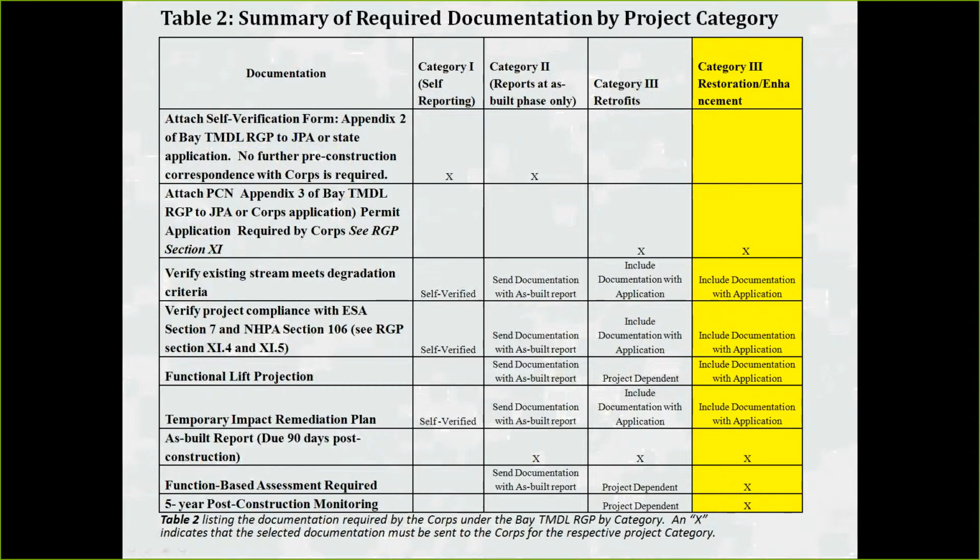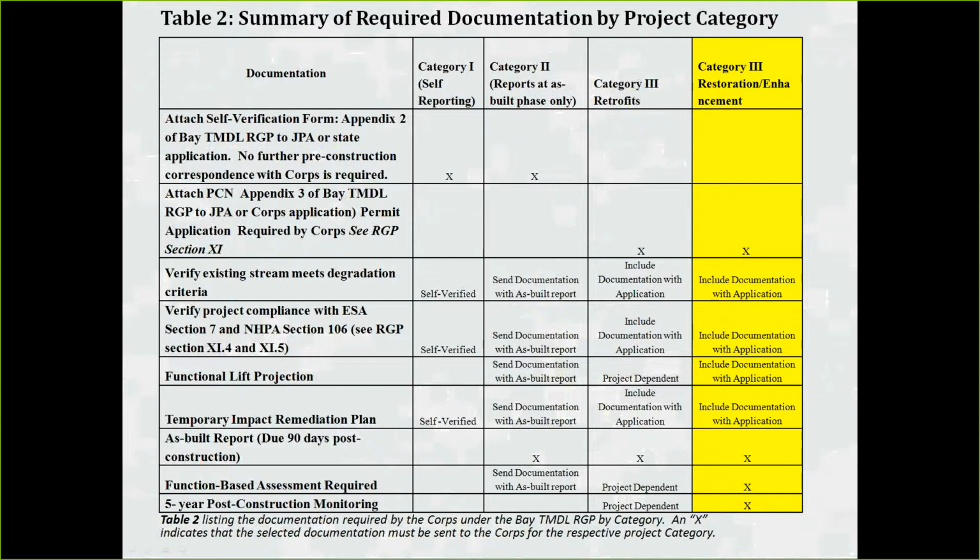First, we must fill out Appendix 3 of the Regional General Permit. The tables I just ran you through will help you with this, and those will be available on the website. You need to verify that your streams meet degradation criteria, verify your project is compliant with Section 7 of the Endangered Species Act and Section 106 of the National Historic Preservation Act by including correspondence letters in your application package. Functional lift on site needs to be projected. A handy tool for this is the Stream Functions Pyramid.